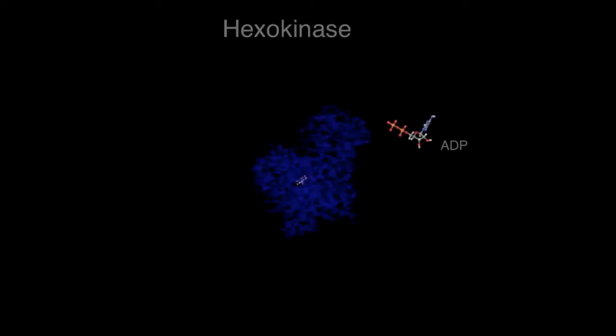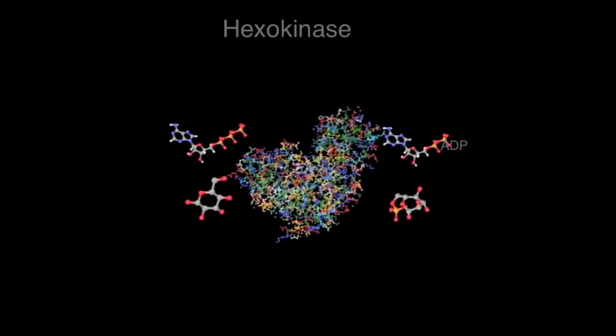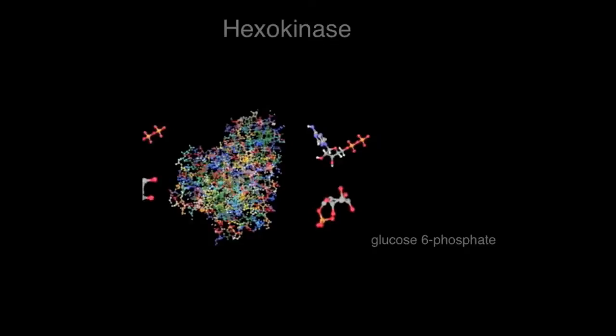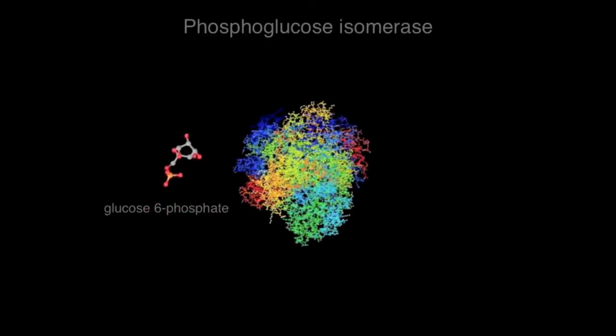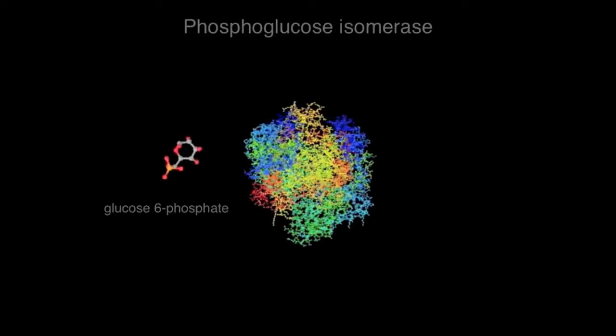Here's glucose in the active site, and ATP would enter the active site as well. And then we have phosphorylation of glucose. So we end up with ADP and glucose 6-phosphate as the products. So we now have a phosphate group on the 6th carbon of glucose.